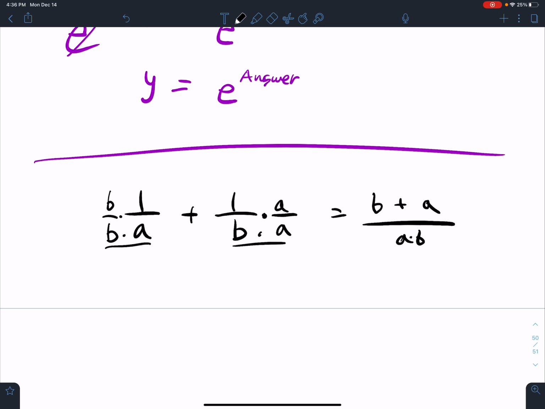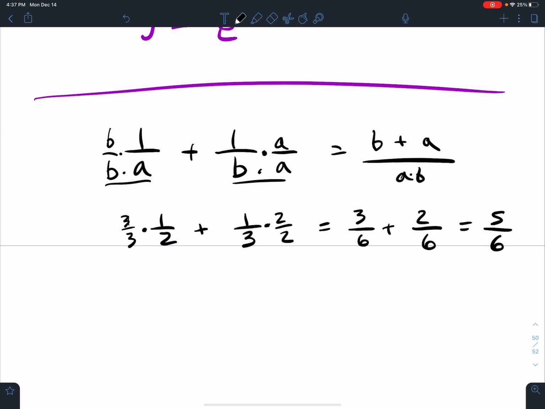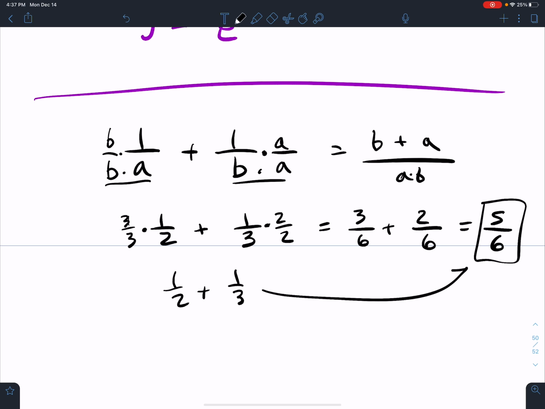Just like when you're adding fractions, letters and fractions are the same. Treat them the same. Same thing here: you multiply both sides by 3 here and both sides by 2 here. And so you get 3 over 6 plus 2 over 6, which gets you 5 over 6. That's how you add 1/2 plus 1/3 if you didn't know that. Okay? All right, good luck.